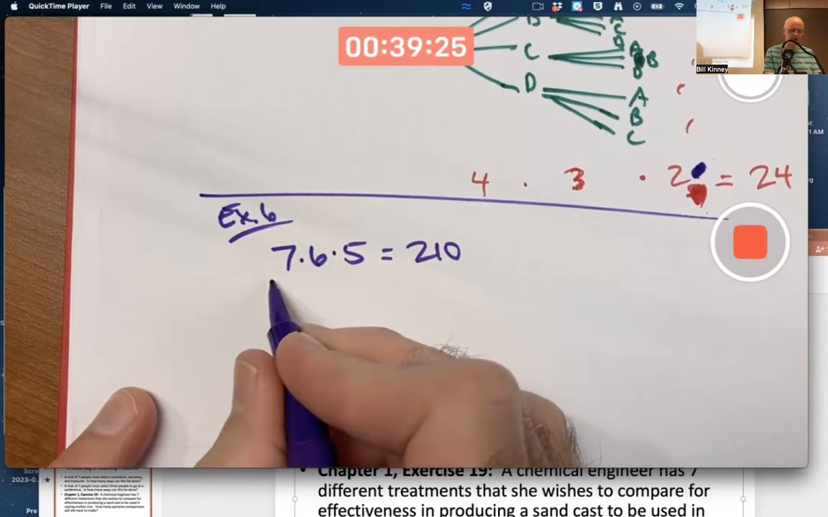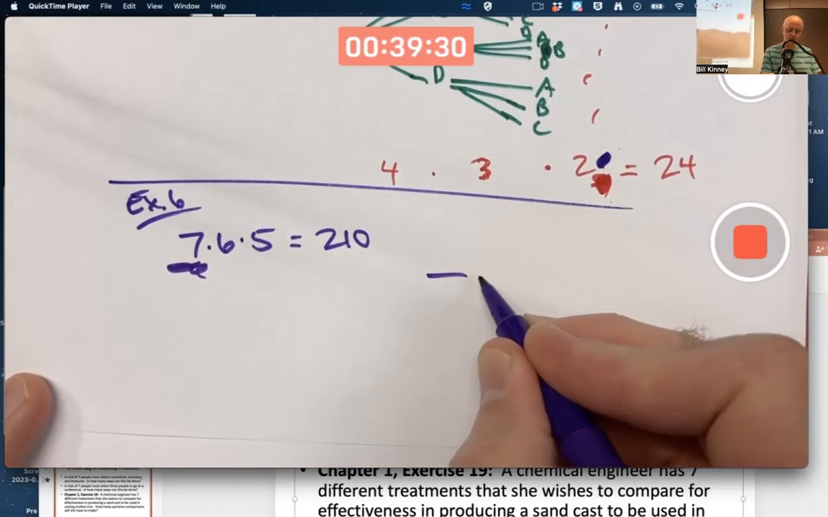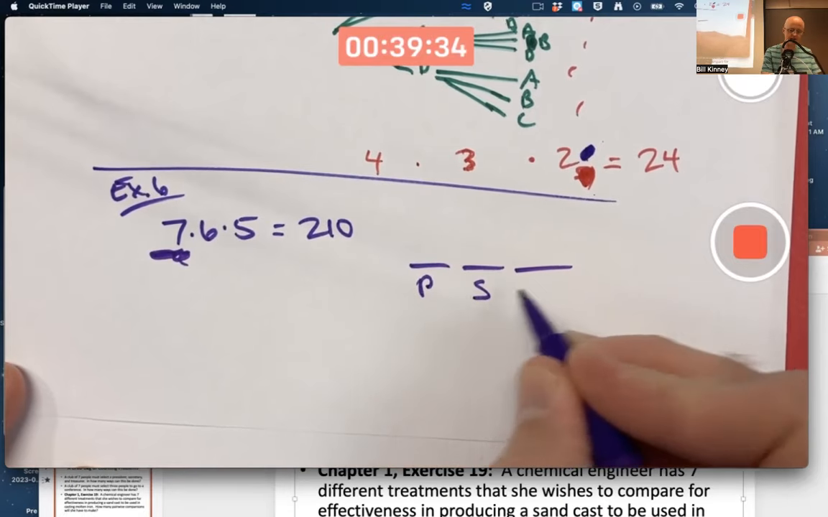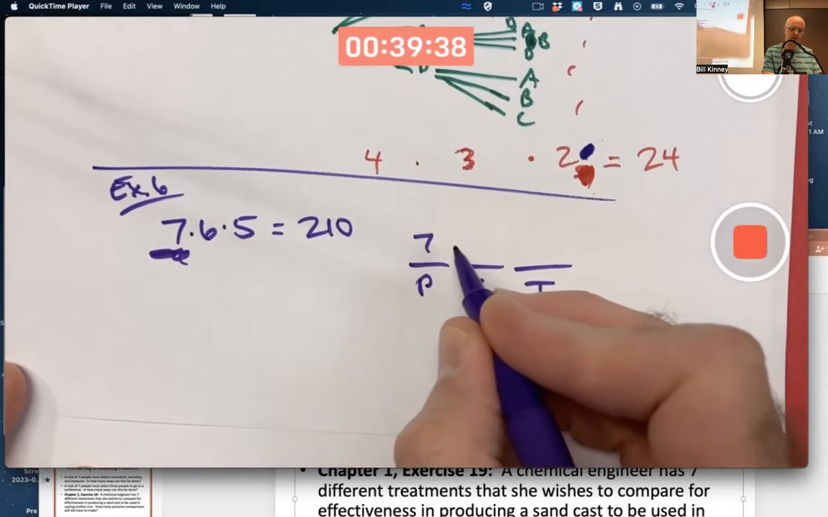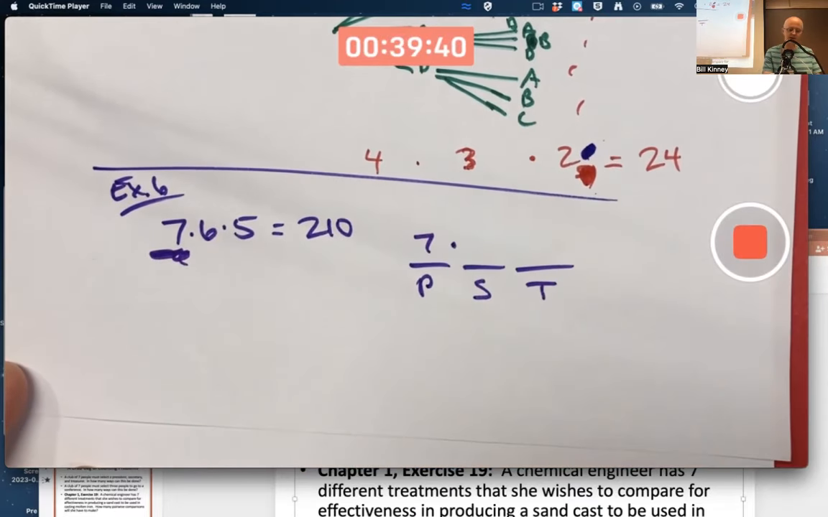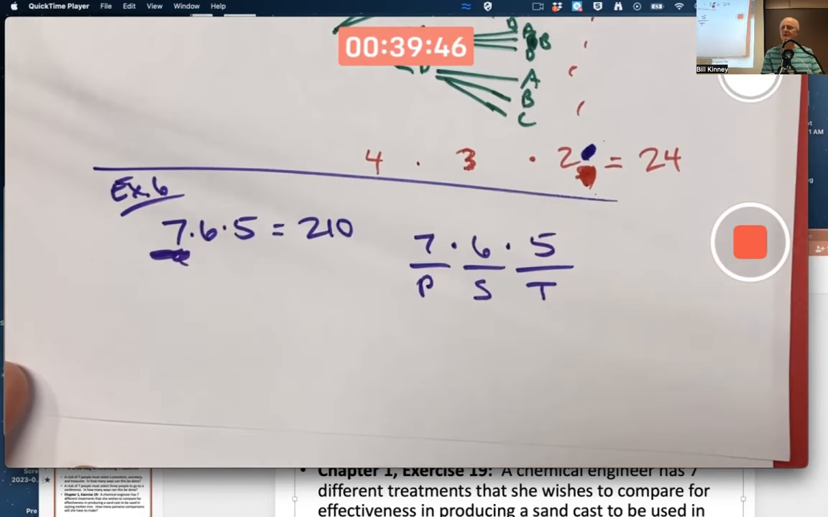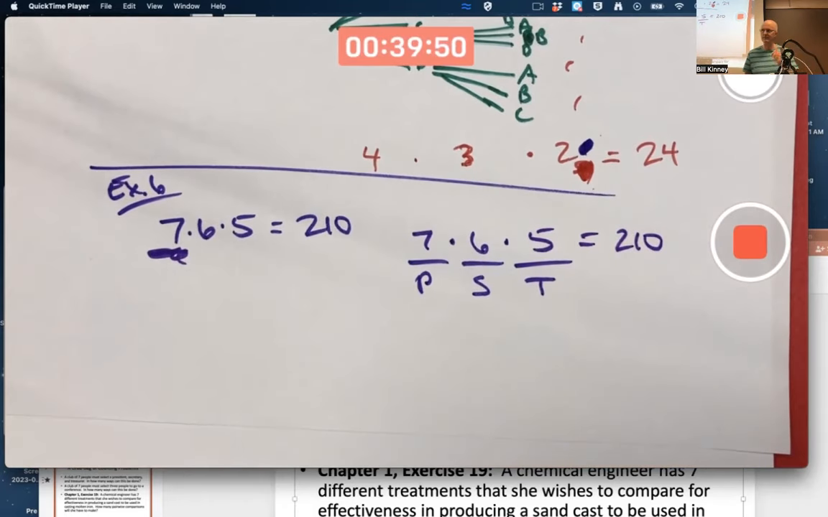And the book likes setting this up as a problem-solving idea in terms of slots. You'd maybe put a P here, an S here, and a T there for president, secretary, and treasurer. You've got 7 people that you can choose there. Once you've chosen a president, you've got 6 to choose for secretary. Once you've chosen both a president and a secretary, you've got 5 more choices for the treasurer. This is how they show you how they do their work.